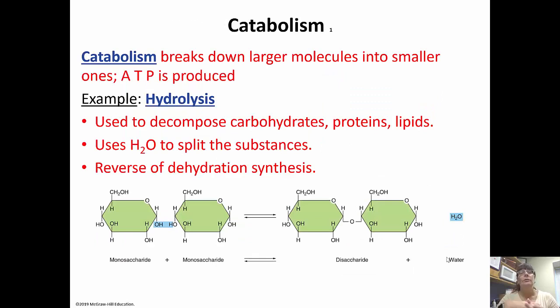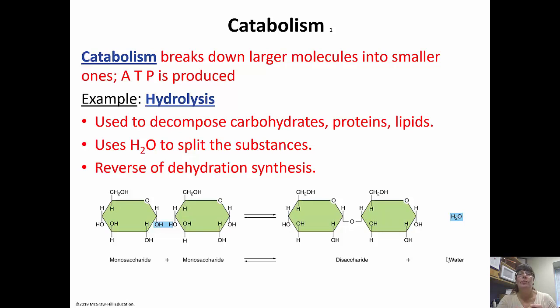Catabolism breaks down larger molecules into smaller ones, and this actually produces ATP, so energy is given off in the process. The example is hydrolysis. Hydro means water, lysis means break. So you're using water to break a bond.